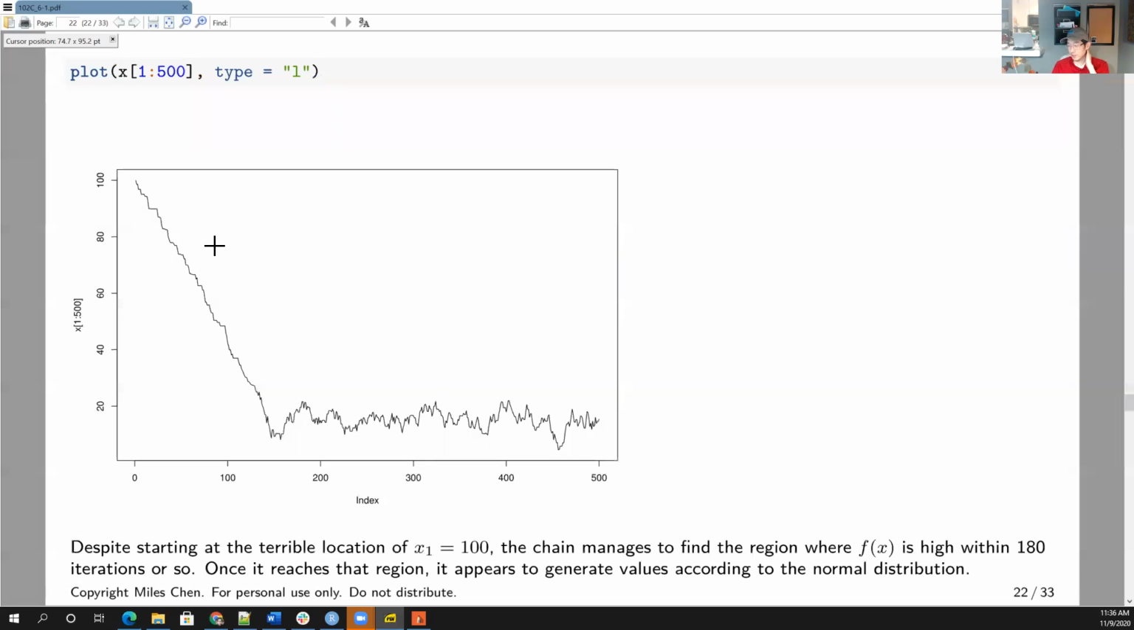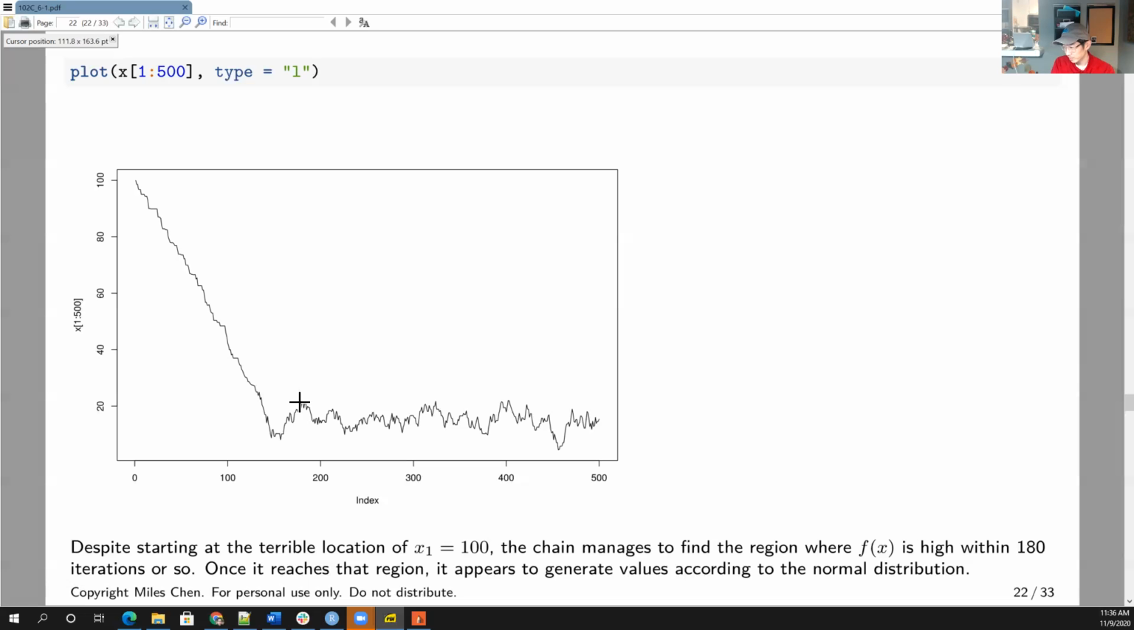I run this, and this is what my Markov chain looks like. I start off at the location 100. We can see that in the beginning, the chain keeps generating values and moves closer and closer until it finally gets to where the normal distribution should be generating values, around 15, somewhere between 9 and 21 most of the time, maybe between 6 and 24. So it should be generating values around there.